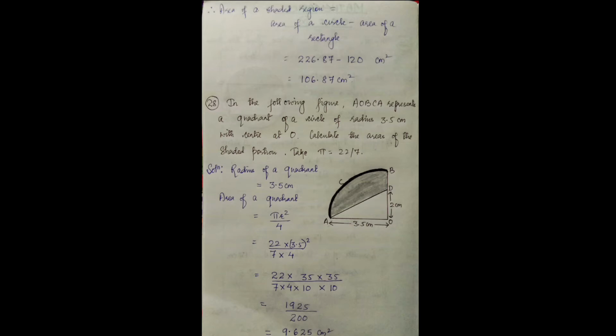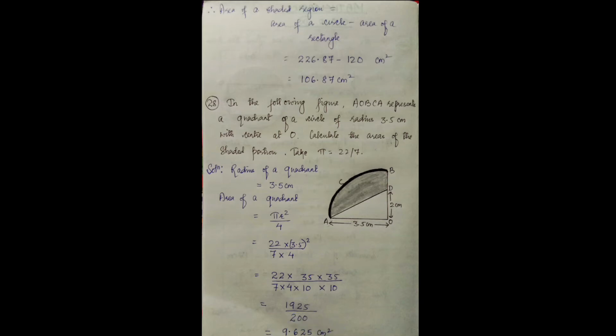Quadrant is 1/4 of the circle, so its formula is pi r square by 4. So r is 3.5, so 3.5 square, and pi is 22/7. Remove this decimal point, so you have to write 10 in the denominator. Here is a square, so we write 35/10, 35 by 10. Next we will cancel here. 7 ones are 7, 7 fives are 35. 2 twos are 4, 2 11s are 22. Next we write 11 into 5 into 35 is 1925 divided by 200. So the area of the quadrant is 9.625 centimeter square.